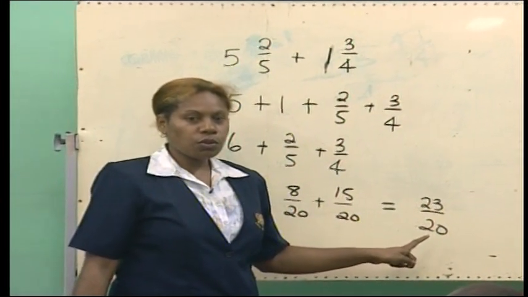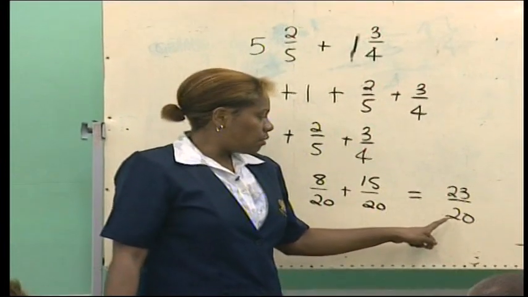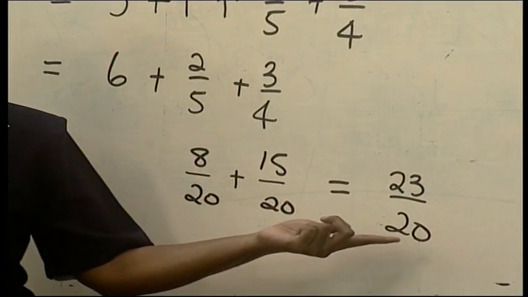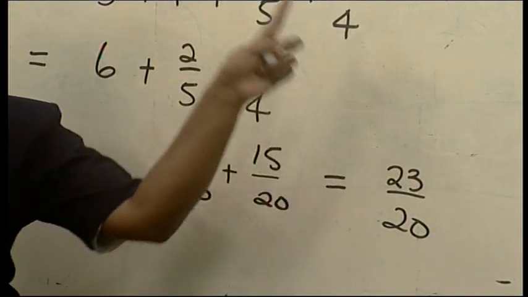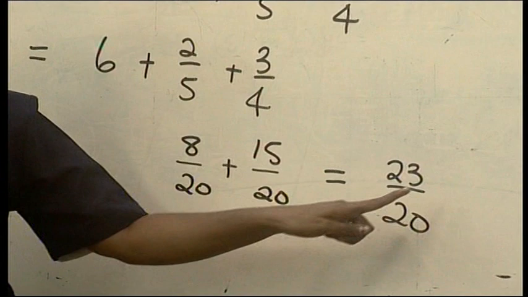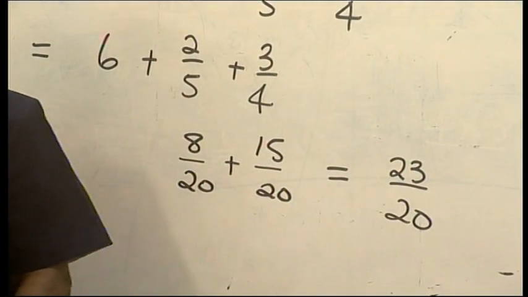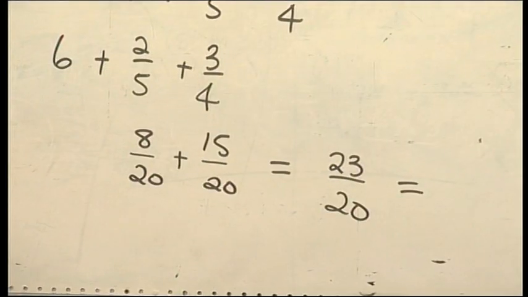So what do you do? Okay, you simplify or you divide. So you divide in order to get a mixed number. So what will it be, class? Clement.